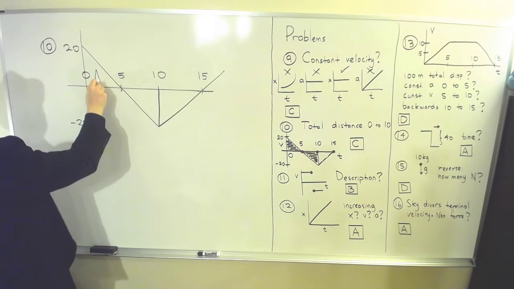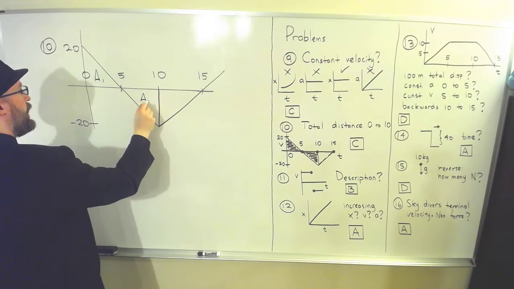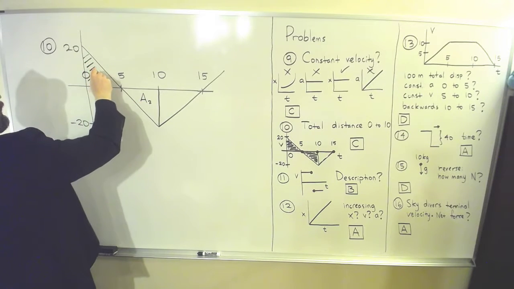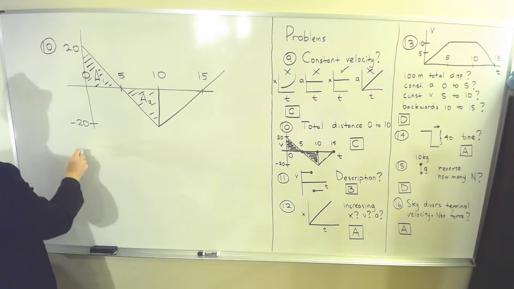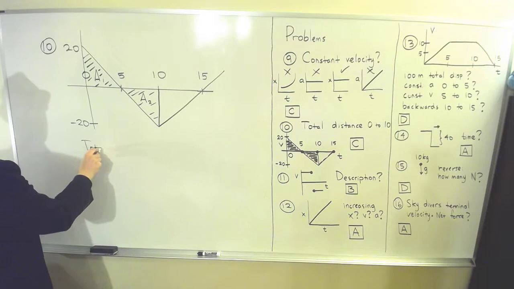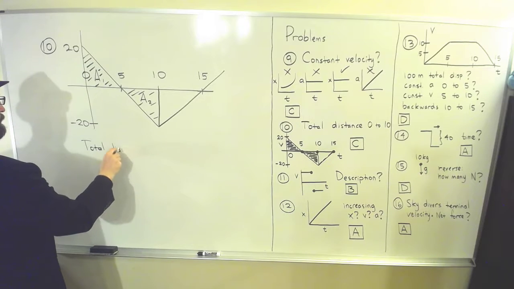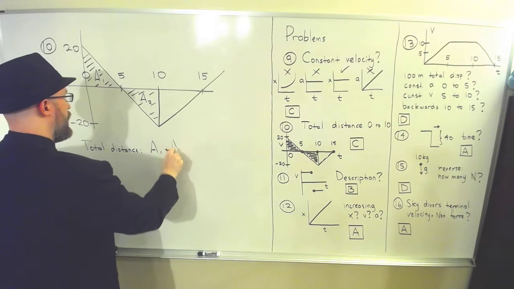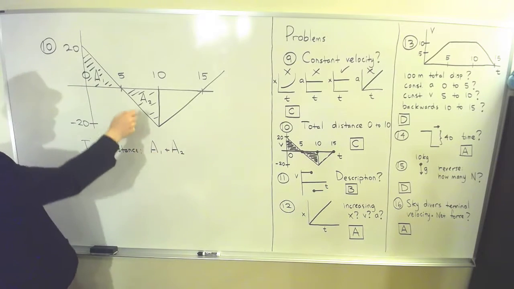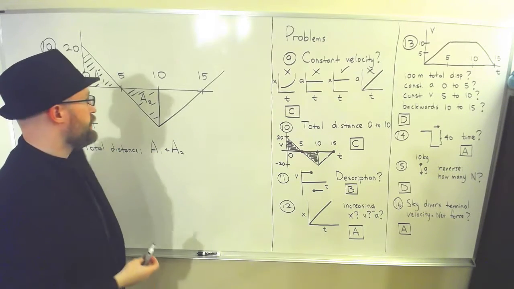So I could call this A1, I could call this A2, so that's A1 plus A2, so this is total distance is A1 plus A2. Remember, it's a plus because it's the total distance, it's not just the displacement.